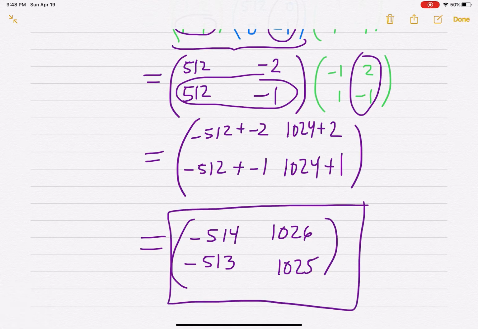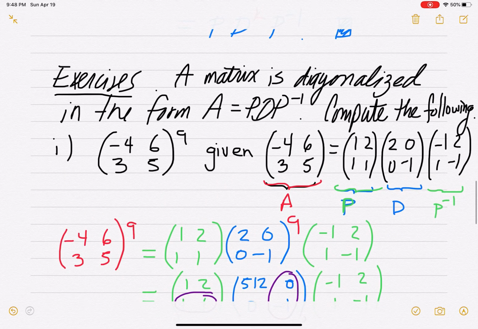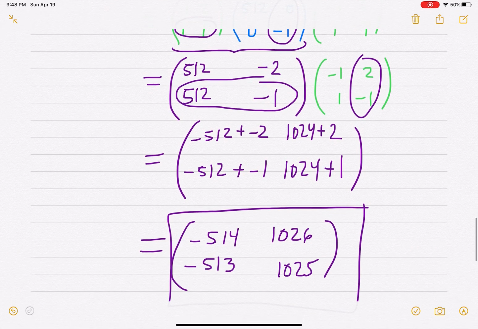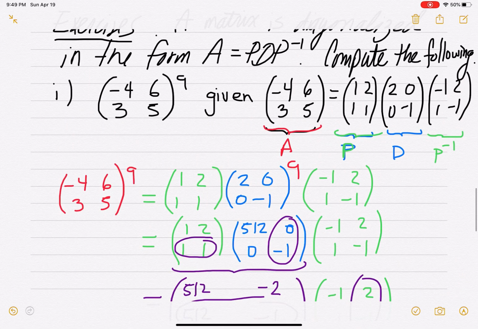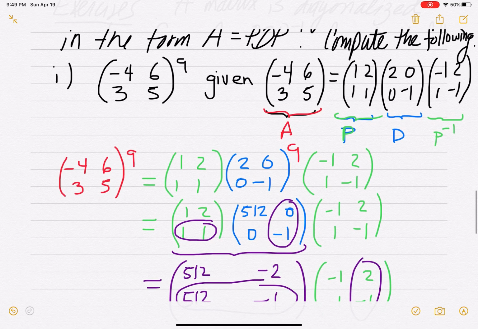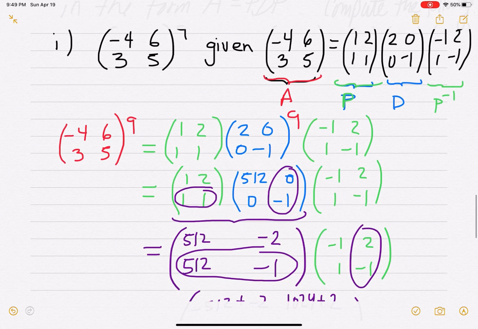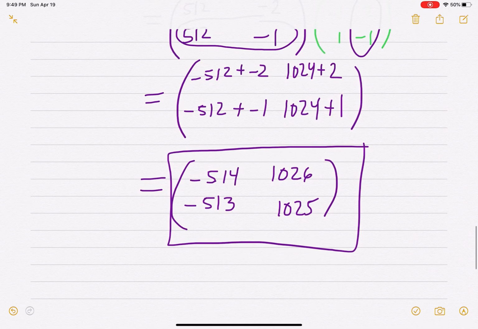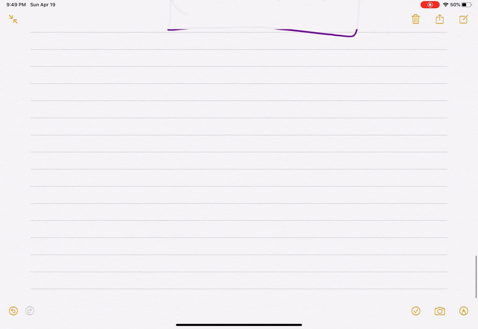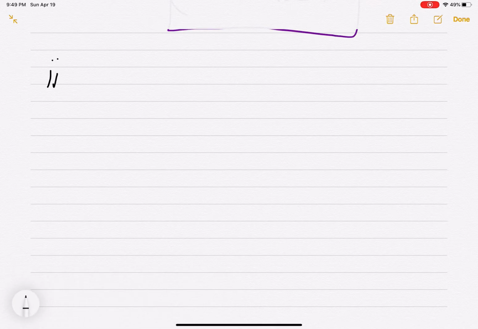So that's a really nice way to do that nasty [-4, 3; 6, 5] to the 9th power without having to actually multiply that out 9 times, right? We didn't have to multiply that red matrix out 9 times. Yeah, we used the diagonalization. It was much easier, right? All right, let's do one more. The diagonalization really helps.